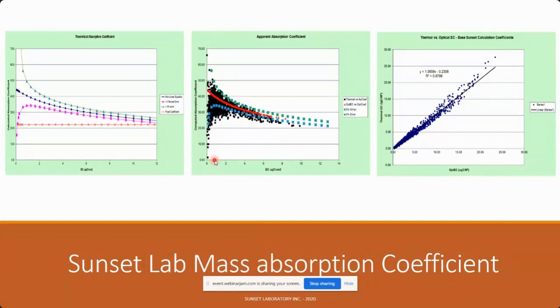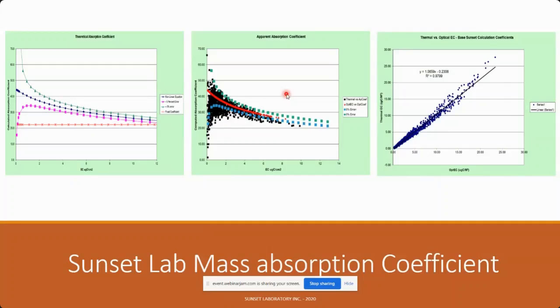What I'm showing here is how Sunset Lab looks at its mass absorption coefficient. We understand that the quartz filter that it's deposited on is a highly scattering medium, which provides, at light loading, larger errors in the calculation of the black carbon. And we were able to look at this and come up with a calculation and then test it.